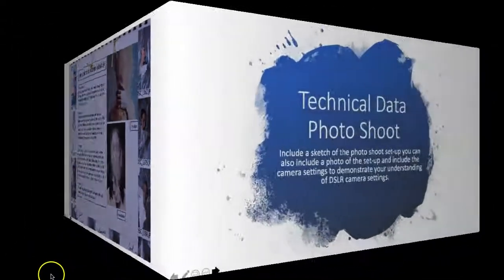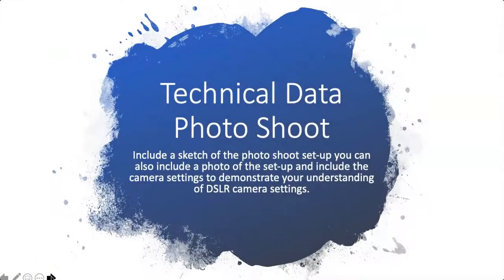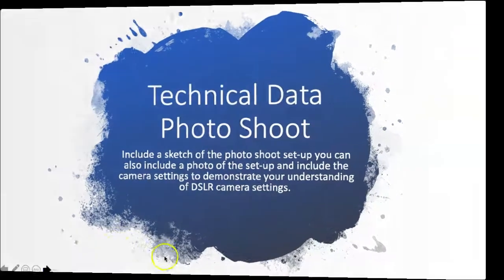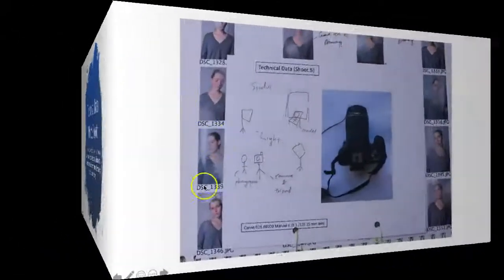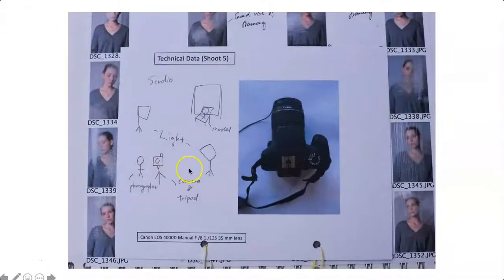And then another detail we like to do is the technical data. And this is where I encourage students to do a very simple, very crude little sketch, but it shows the setup of the studio, where the lights were, and an image of the camera, or the back of the camera, and again the settings that we use overall for the photo shoot too.